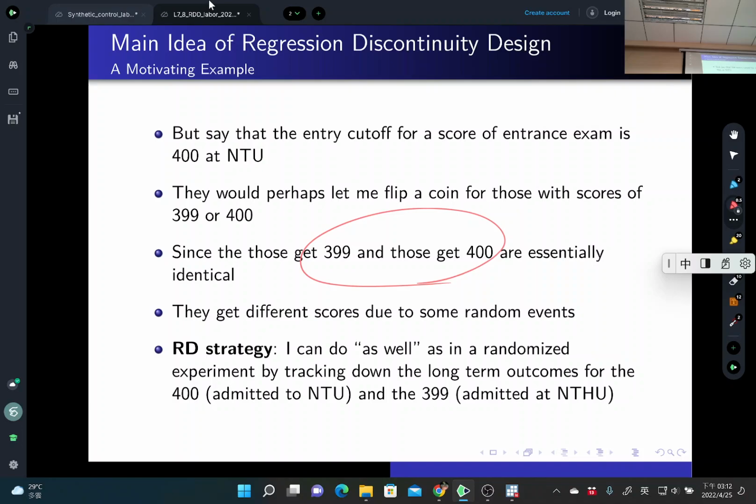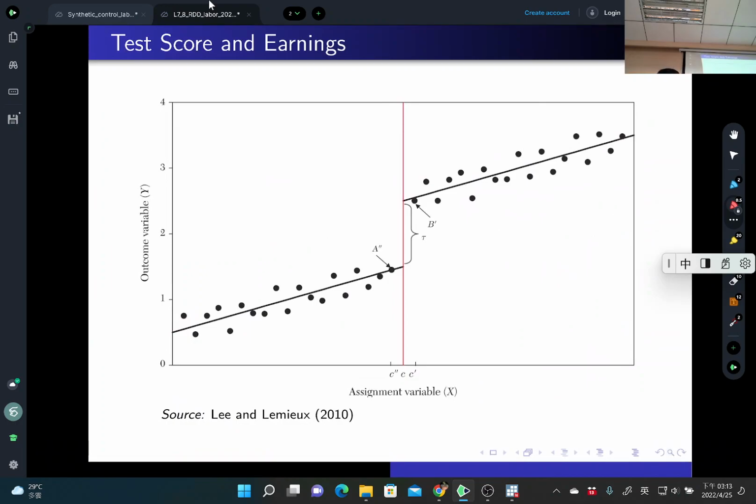And with RD, you can create something very similar to an experiment by comparing the people who get a score of 400 versus those who get 399 and enter another school, and compare their career outcomes over 10 years. If you find any difference after 10 years, that can be attributed to NTU, because these two groups of people are similar. That's the idea displayed by this graph. Basically, the outcome is your earning, the assignment variable is the test score, and the cutoff is 400. If you pass 400, you enter NTU. If not, you go to another school.